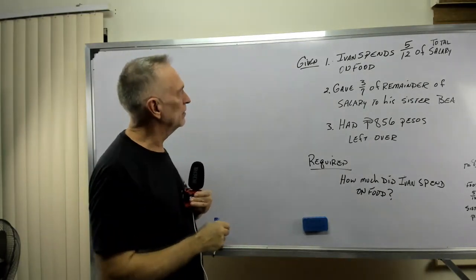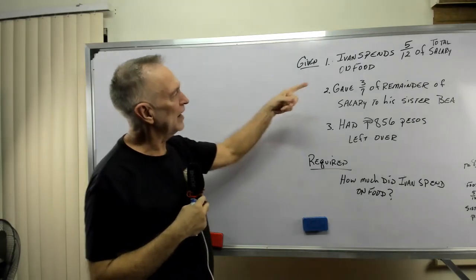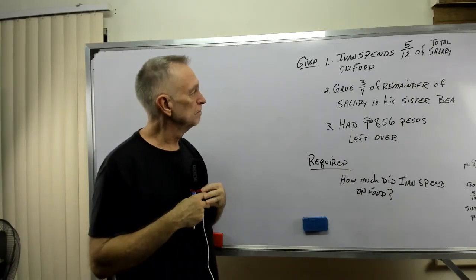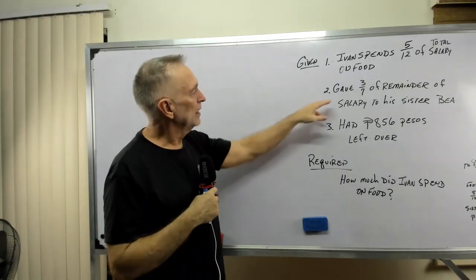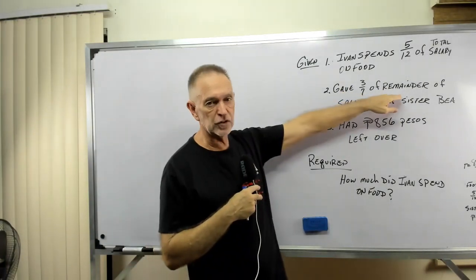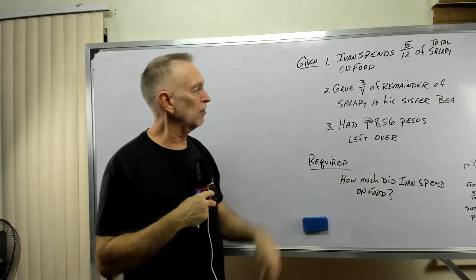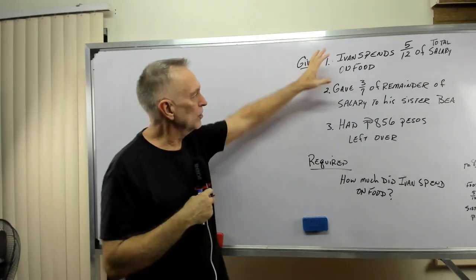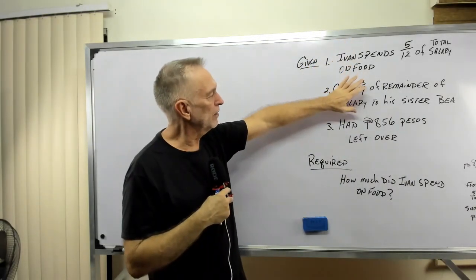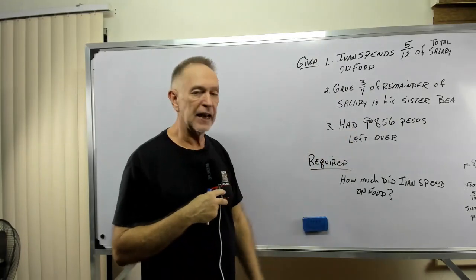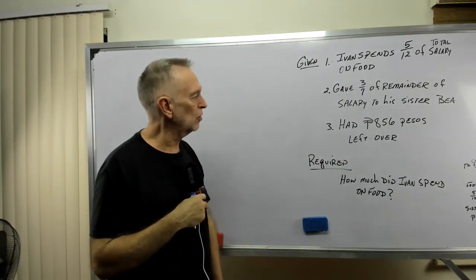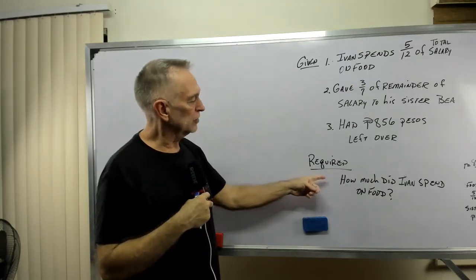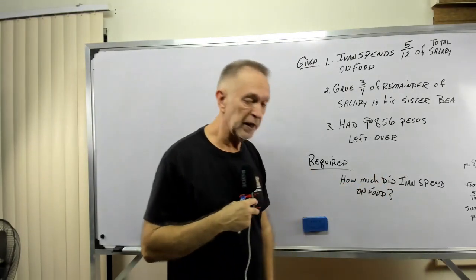Okay, this is what's given in this problem. We have Ivan, a buddy of mine. He spends 5/12 of his total salary on food. Big eater, that Ivan. And then he gives 3/7 of the remainder of his salary to his sister Bea. After the food and after giving the money to his sister, he had 856 pesos left over. Now what we're required to answer is, how much did Ivan spend on food?